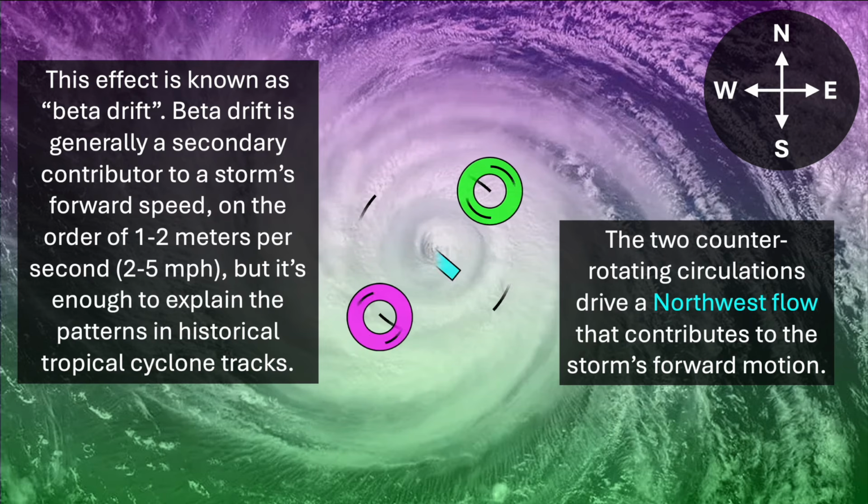Beta drift is generally a secondary contributor to a storm's forward speed, on the order of just 1 to 2 meters per second, yet it's enough to explain the patterns in historical tropical cyclone tracks.